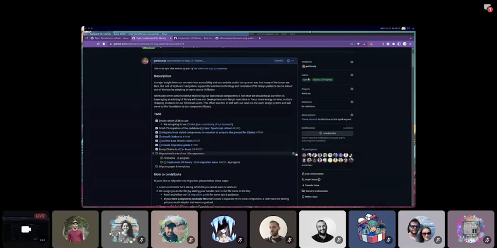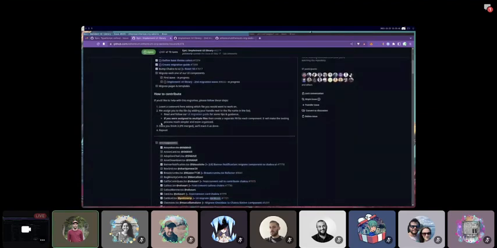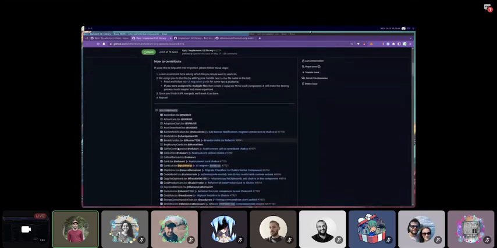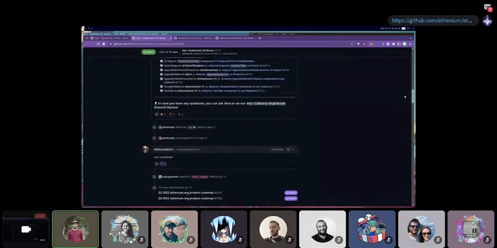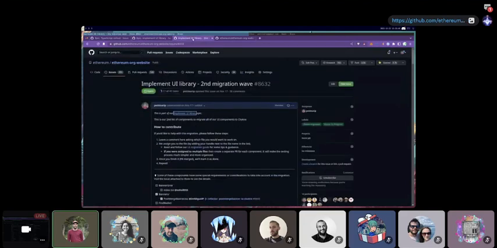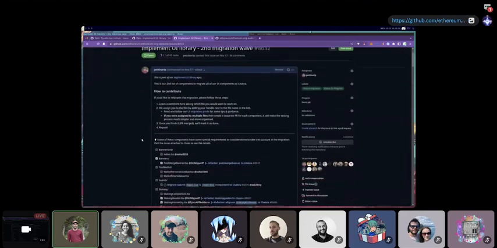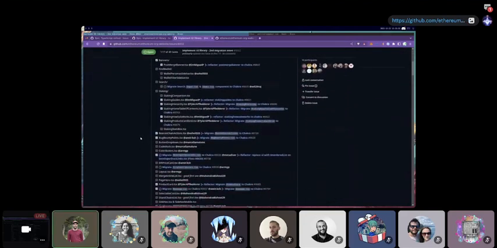We have around 30 contributors migrating all the UI components that we have. Recently, we started the second wave of migration. So we divided all the components that we have in two. You can see the second part here that is in progress. We are super close to finish. We have a lot of PRs open that need review, but soon it's going to be merged.